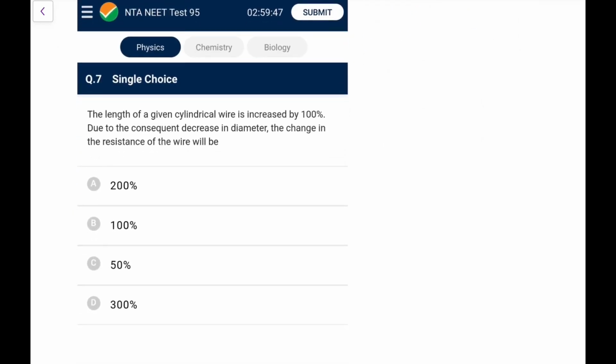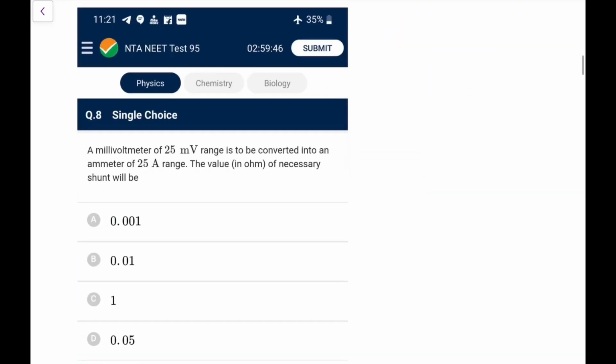The length of a given cylindrical wire is increased by 100%. Due to the consequent decrease in diameter, find the change in resistance. Because of the consequent decrease of diameter, it means we will assume volume is constant, and in that case you know R is proportional to L square. So the length is increased by 100%, meaning doubled, so resistance will become 4 times, meaning it will be increased by 300%. Go for option D directly.